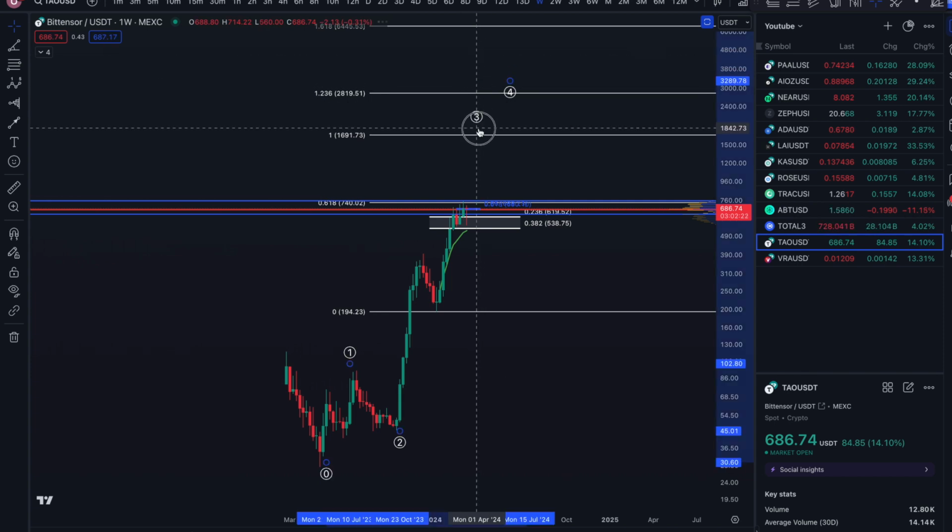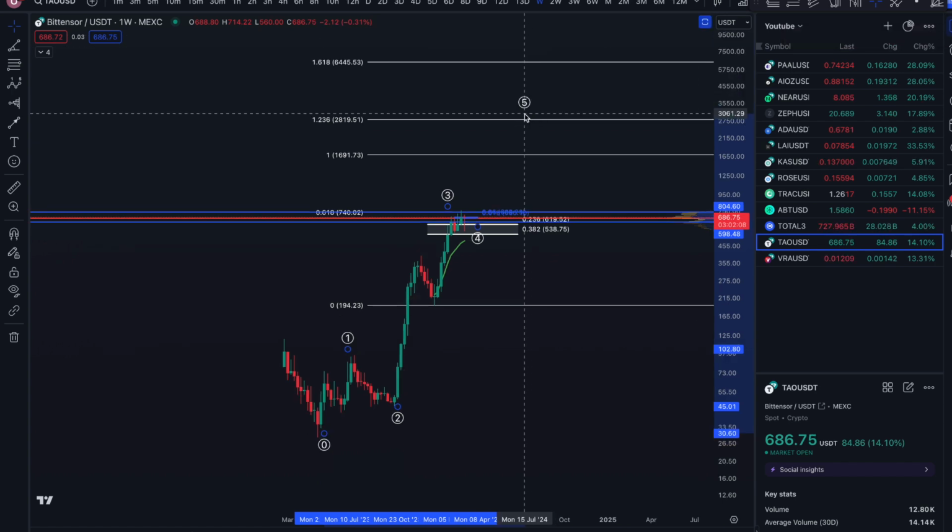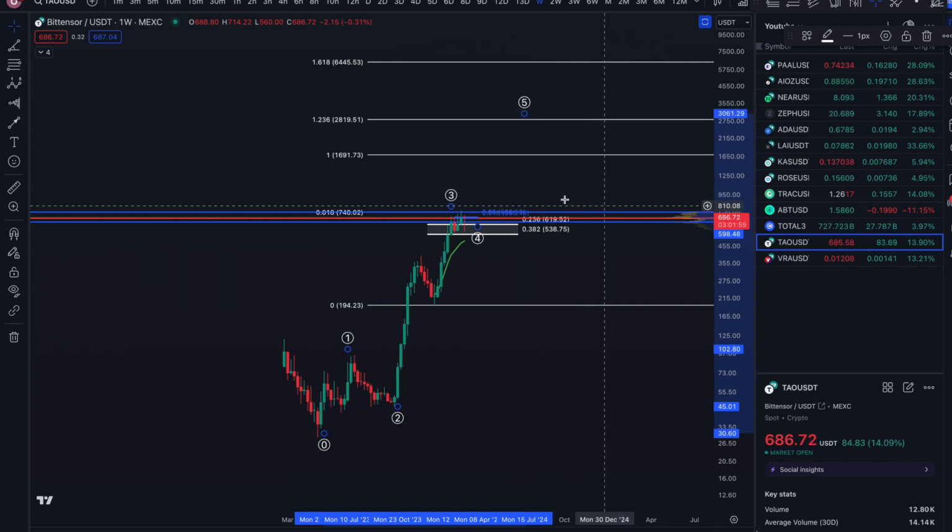So let's just count it: 3, 4, and then you're going to get the 5 here. We've had the 1, 2, 3, 4, and then 5, and then you're going to get a bigger pullback for Tau. Just remember that here. That's the 1, that's the 2, the 3. You could even extend up. It depends how far the wave 5 goes, but at the moment that would be a count for me for Tau.